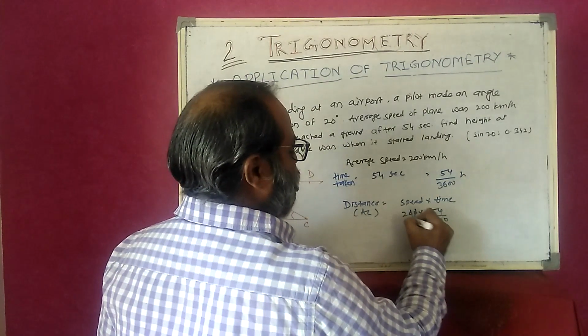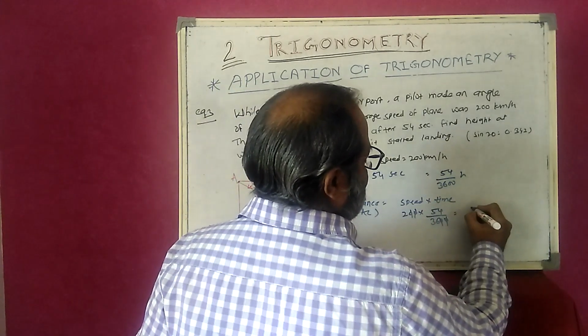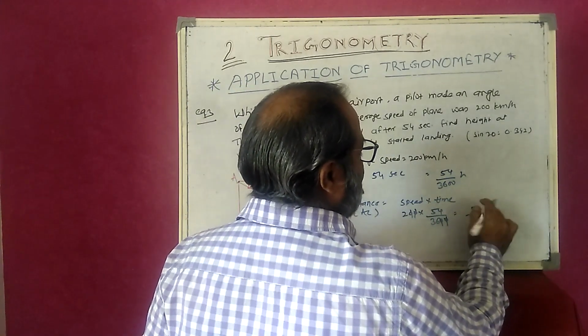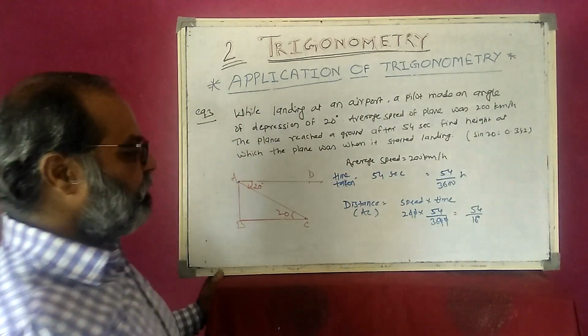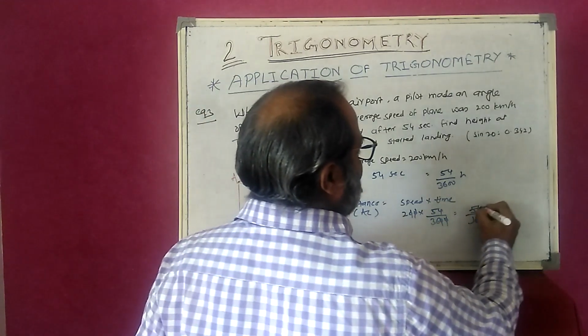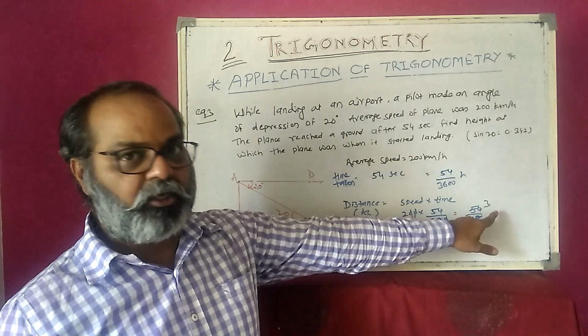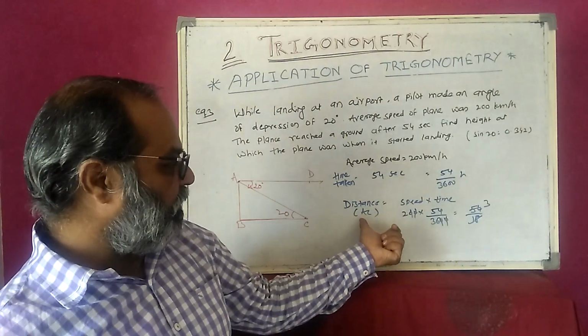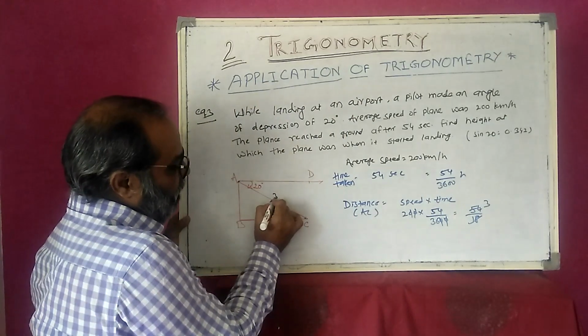Now 1 2 1 2, it is simplified. So 2 into 18 is 36. So it is 54 upon 36. It is 18. So what is the distance? Here 18 3s are 54. So the distance is 3 km. That is, the distance AC is 3 km.